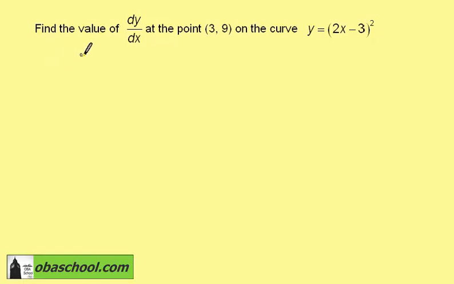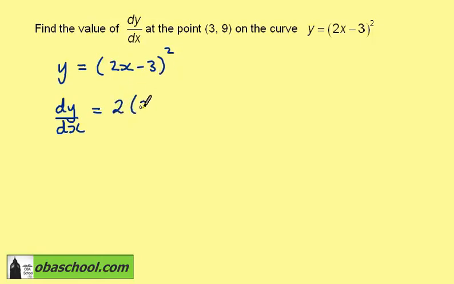We want to find the value of dy/dx at the point (3, 9) on the curve y = (2x − 3)². Let's start with y = (2x − 3)². Differentiating using the chain rule, dy/dx is going to be: differentiate the bracket, treating the bracket just as if it's an x.